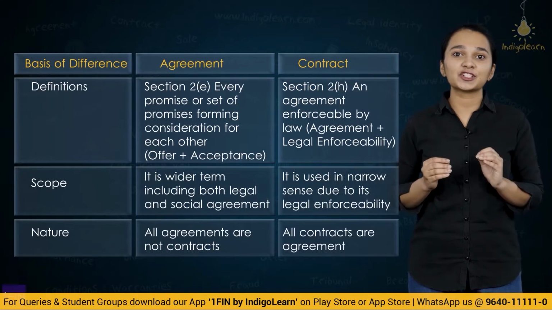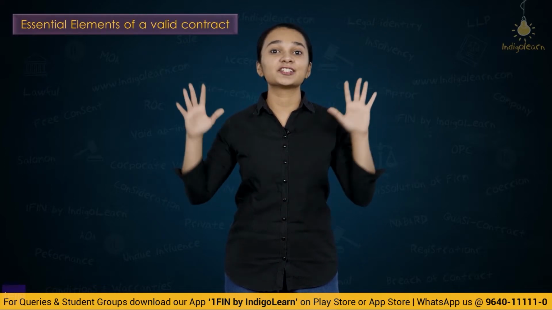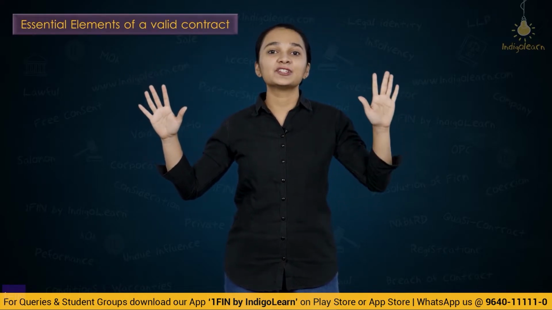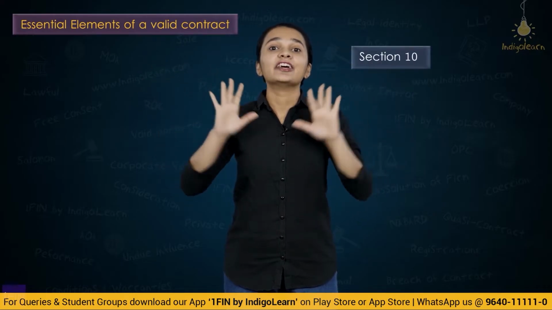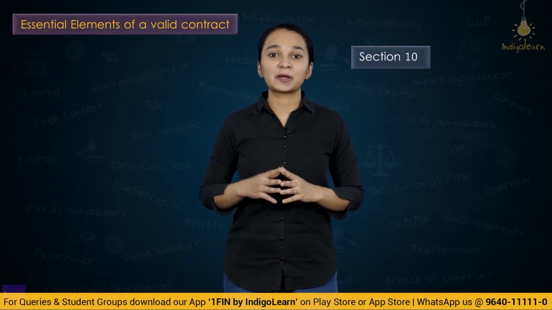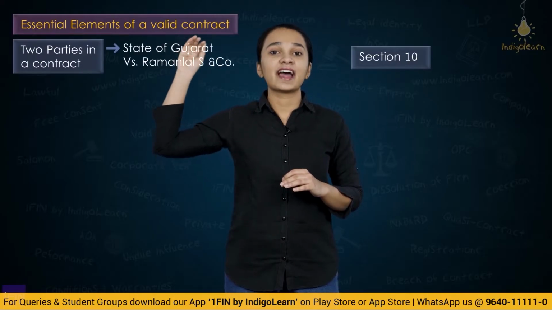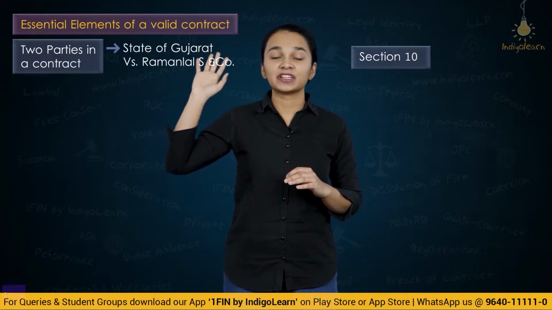After this, we have understood what are the essential elements of a valid contract. These essential elements were divided into two categories: one, the general essential elements, and the other given to us by Section 10 of the Indian Contract Act. In all, we have 11 essential elements of a valid contract. The general essential elements were, first, there have to be two parties. We have seen a case law for this, State of Gujarat versus Ramanlal and Company.